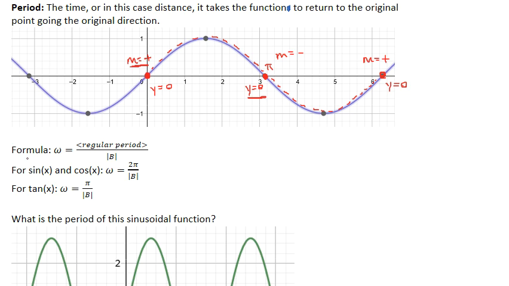Now, let's get to a standard formula. You'll most certainly see this Greek letter used to measure period. This is omega.